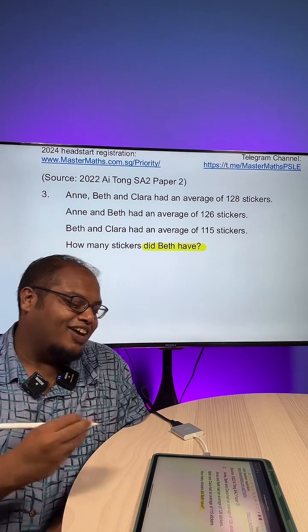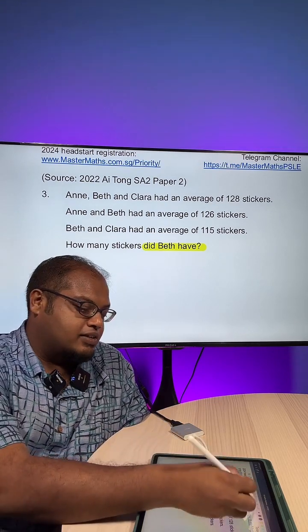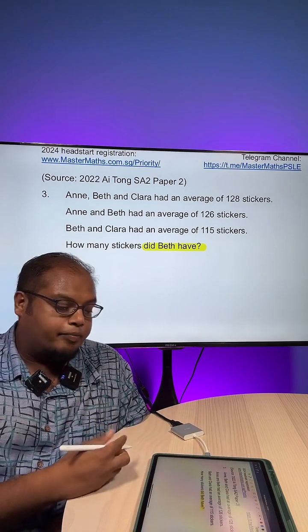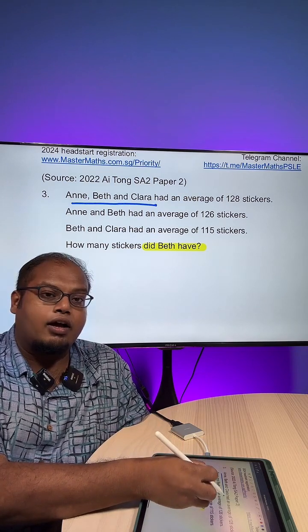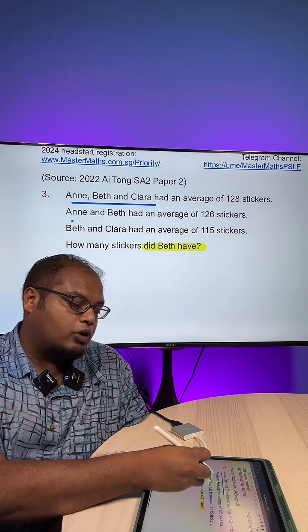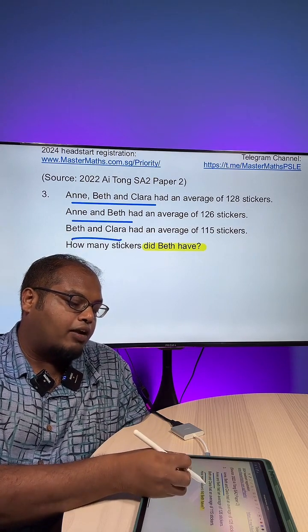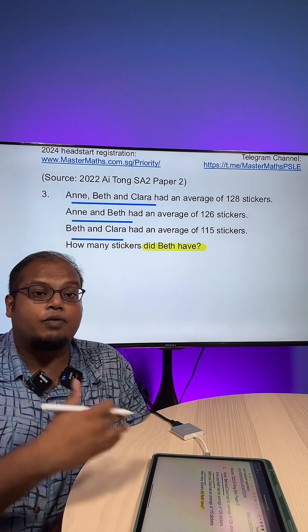Not algebra. Okay. So the other thing here, you see this? Every line, there's someone common. Initially, they are talking about Anne, Beth, Clara. Then after that, they are talking about Anne and Beth. Then after that, Beth and Clara. So there's always someone common between each of the lines.